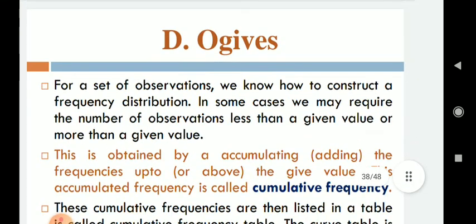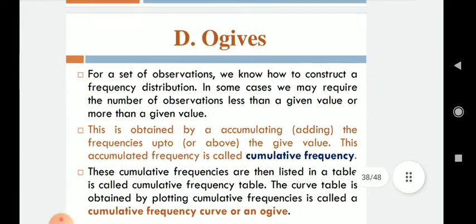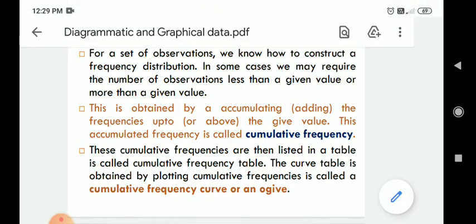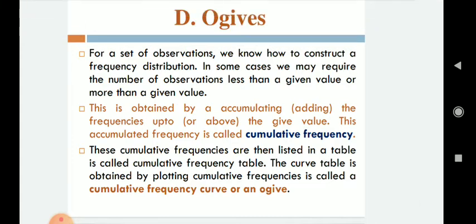Next one is ogive. Now what is an ogive? Ogive cannot be asked in an examination if not histogram. So for a set of observations we know how to construct a frequency distribution. Now in some cases we may require the number of observations less than a given value or more than a given value. Suppose I want to know how many students have scored less than 60 marks in statistics. So if you want to find this out, you need to draw an ogive.